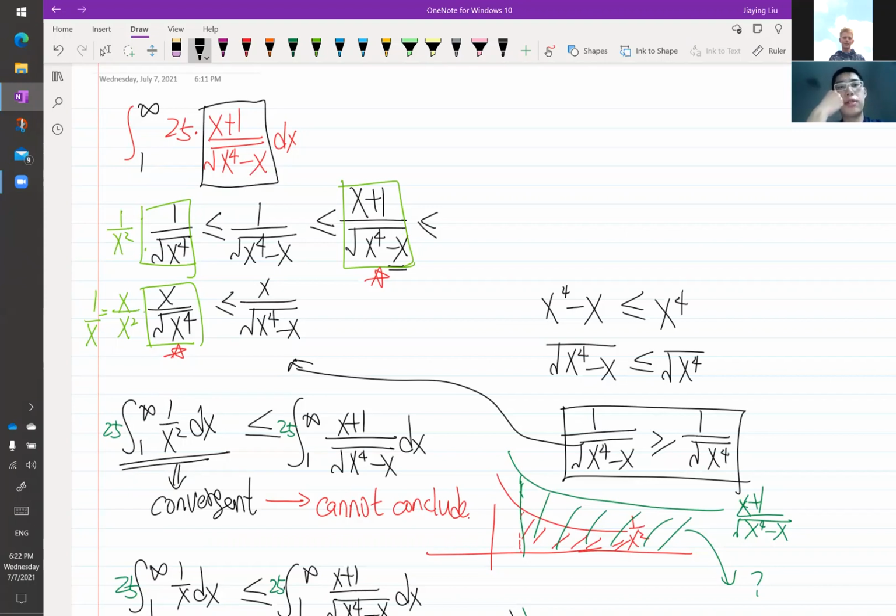x cubed minus 1. I think you can somehow come up with some function so that the numerator is a derivative of the x to the fourth minus 1. I think you should be able to do that. 4x cubed. You might be able to pick a function that's greater than the given function. So that will be x to the fourth minus x, and then the numerator will be 4x cubed minus 1. That will make it easier to integrate.